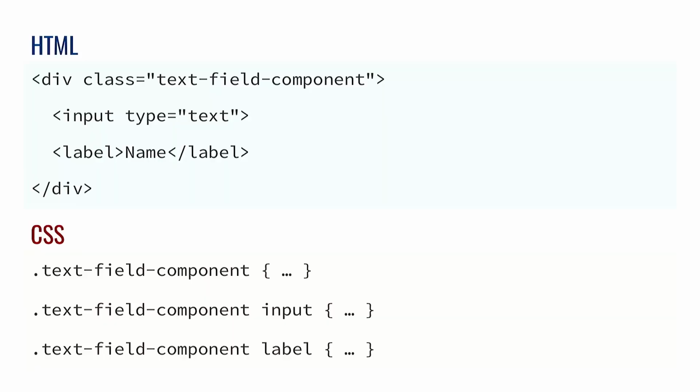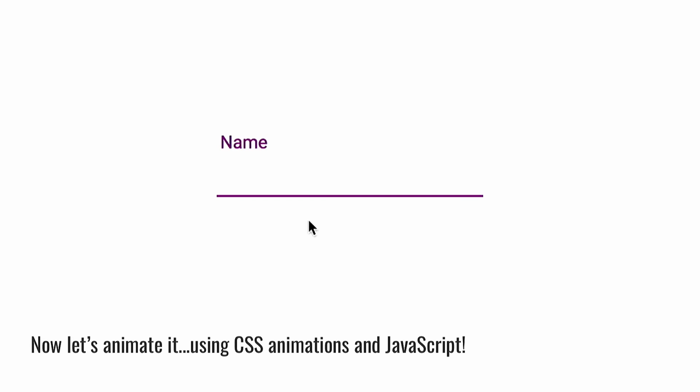OK, so here's all of the code that we've written for text fields so far. I collapsed the CSS because that's not important. And we've taken the exact same steps as we did to create our button component so far. And it looks pretty good, but it doesn't do anything when we click on it. And this is what we want it to look like. So we'll be making this happen using CSS animations, or in our case, transitions and JavaScript.